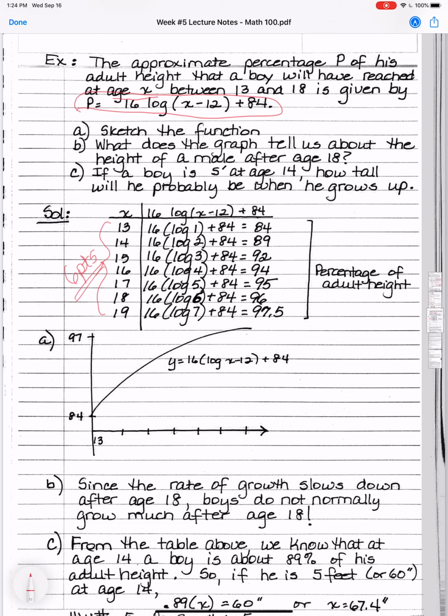So if I'm looking at ages 13 through 19, I'm going to consider 13 minus 12, which is going to give me the log of 1. So 16 log 1 plus 84 is 84. 16 log 2 plus 84 is 89, and so on. So you might want to try putting these into your calculator to make sure you can get these numbers.